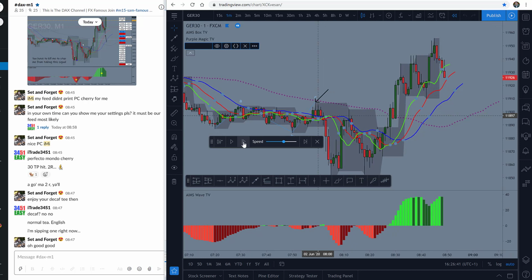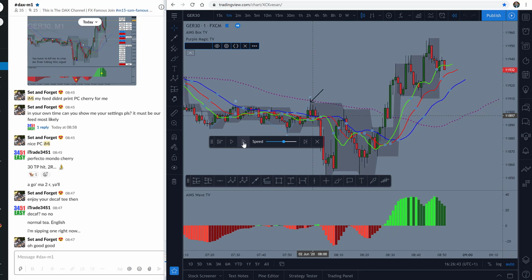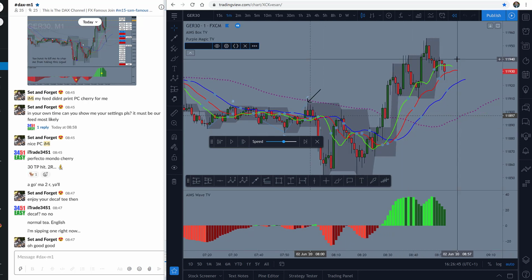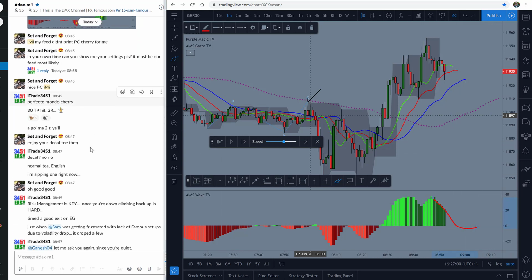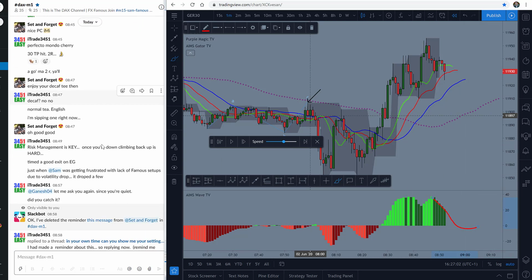So let's go forward. Now we are looking for this gator to sleep. As the price goes down, the gator would sleep. Price would come down to the 0 line, and then we will take a trade, but there will be some interesting chat around there.